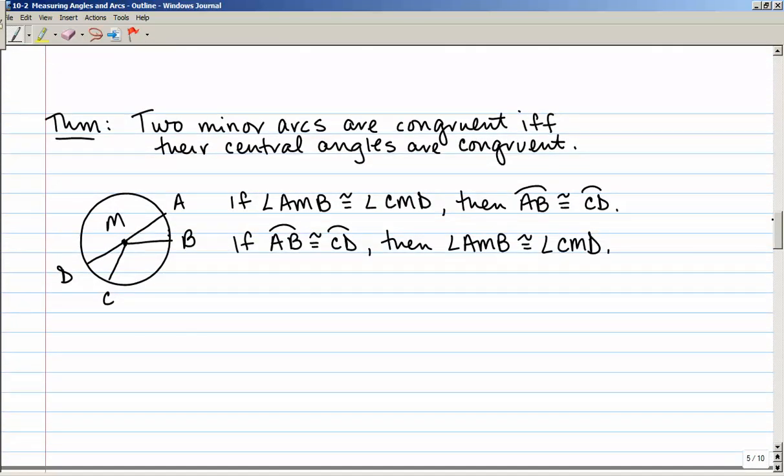Here's a theorem. 2 minor arcs are congruent if and only if their central angles are congruent. So if angle AMB, I'll go ahead and mark it here, is congruent to angle CMD, then arc AB is congruent to arc CD. And conversely, if arc AB is congruent to arc CD, then angle AMB is congruent to angle CMD.